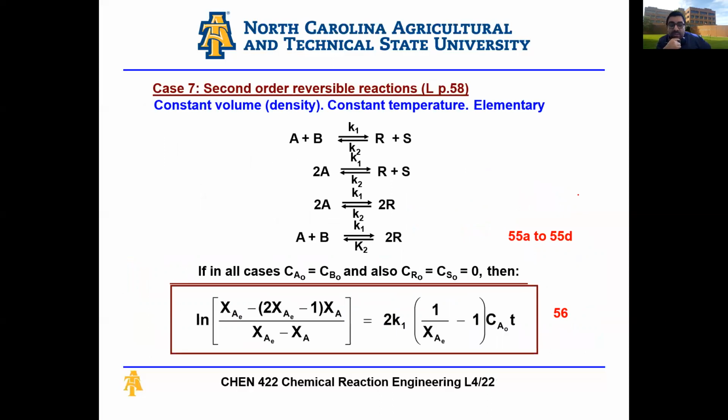Okay, let's look at case 7, second order reversible reaction. And again, we're assuming constant volume, constant temperature, elementary. If you have a second order reversible reaction, it could be any of these forms. So I could have A plus B going to R plus S, 2A going to R plus S, 2A going to 2R, A plus B going to 2R. Whatever it is, CA naught has to be equal to CB naught, and CR naught is equal to CS naught is equal to 0. So my initial concentrations of my reactants are equal, and my initial concentrations of my products are 0. So this becomes your performance equation.